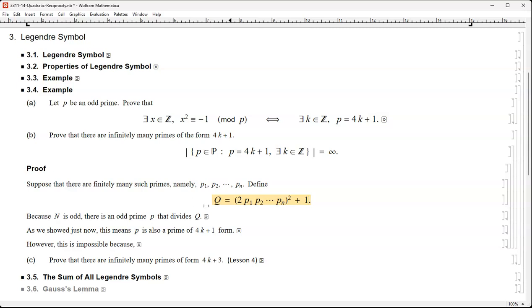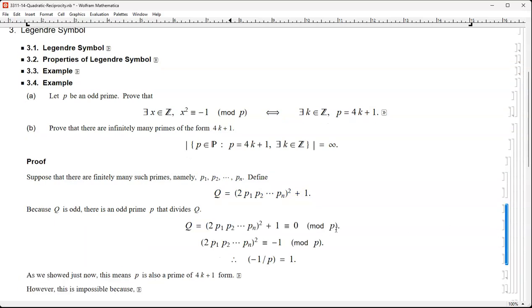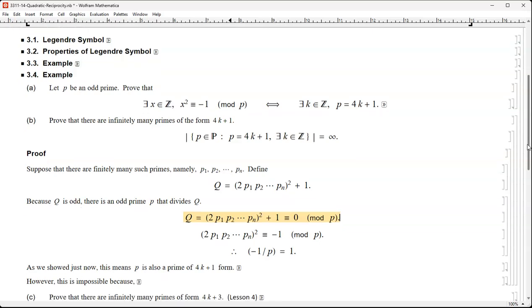Alright, now please observe that this capital Q is odd. This is an even number, 2 times something, so it's an even number, and plus 1, so that's odd. So it's divisible by an odd prime. Every integer greater than 1 has a prime factorization, so it's divisible by a prime, and all primes that divide Q must be odd primes. So for an odd prime P that divides Q, we get Q is congruent to 0 mod P.